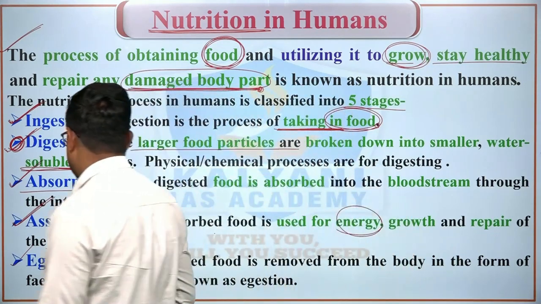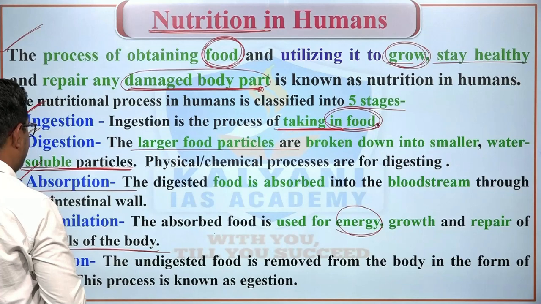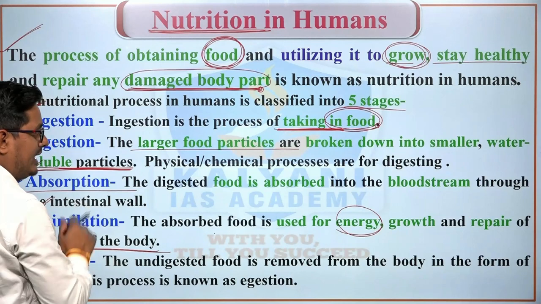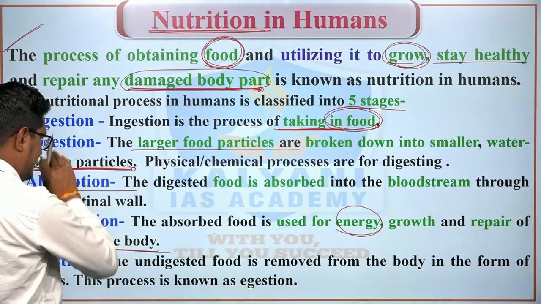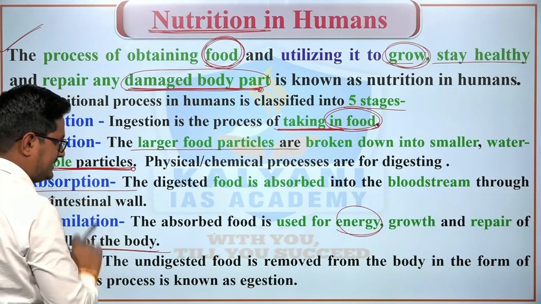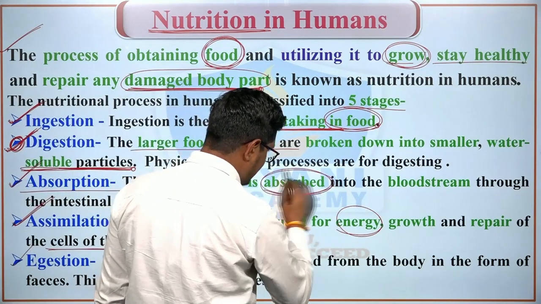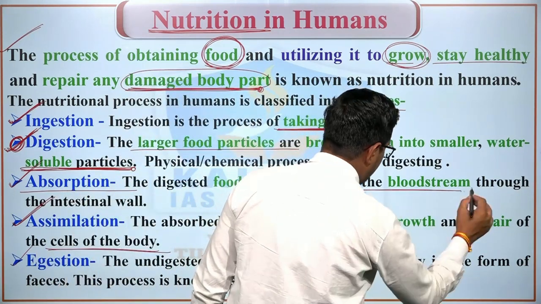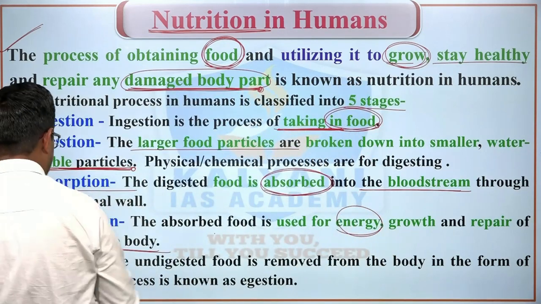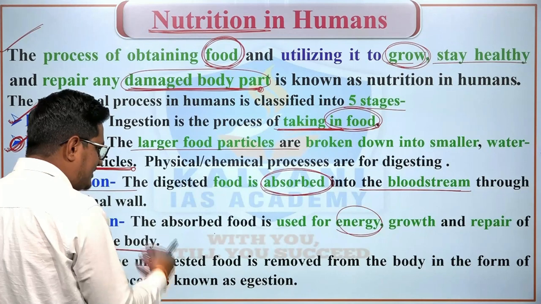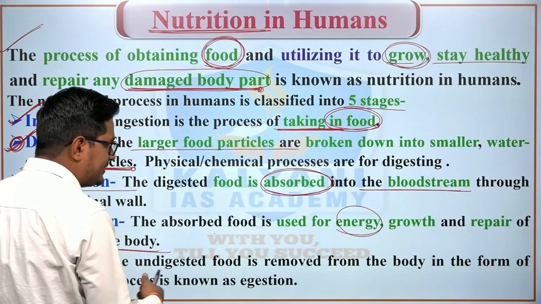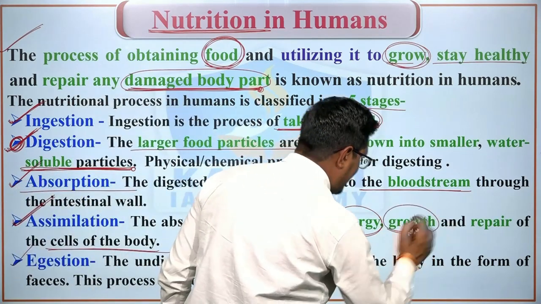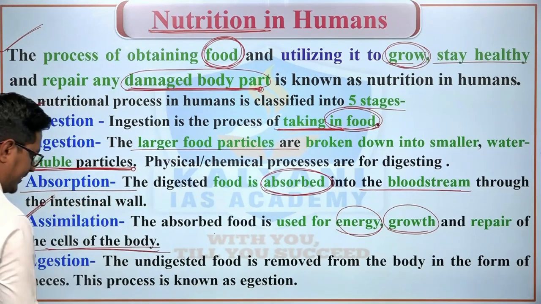Then absorption, right? After digestion, the larger or water insoluble particles are broken down into smaller and water-soluble particles, and these water-soluble particles are absorbed in the small intestine, absorbed in the bloodstream. Then comes assimilation. Assimilation is the process of utilizing or using these absorbed water soluble particles for energy, growth and repair of the cells of the body, right?